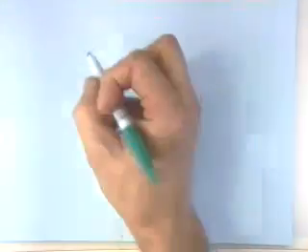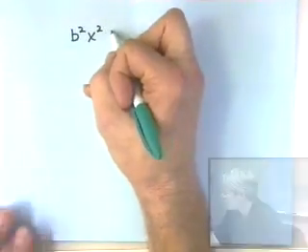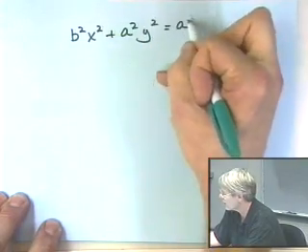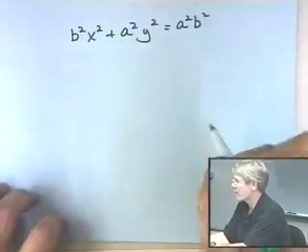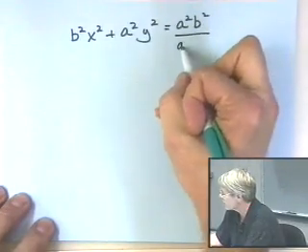So what do we have? We have b squared x squared plus a squared y squared equals a squared b squared. So we divide through both sides by a squared b squared.